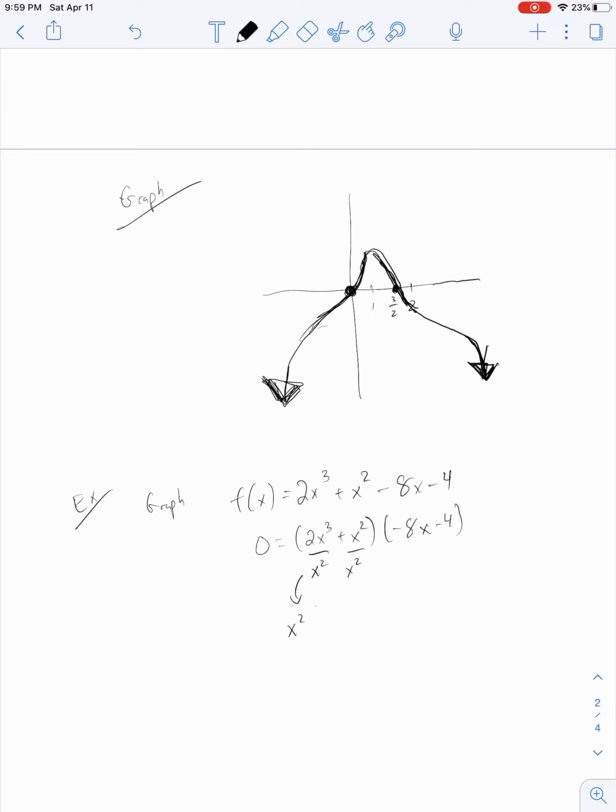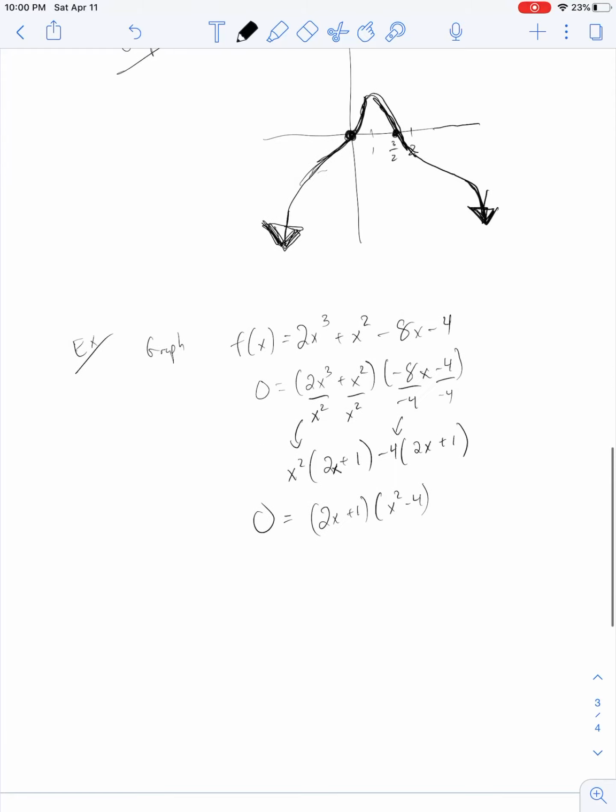Here, the GCF is x squared, and we're left with 2x plus 1. Here, the GCF is negative 4. Negative 4 comes out, we're left with 2x plus 1. So now we can show it as 2x plus 1 times x squared minus 4.